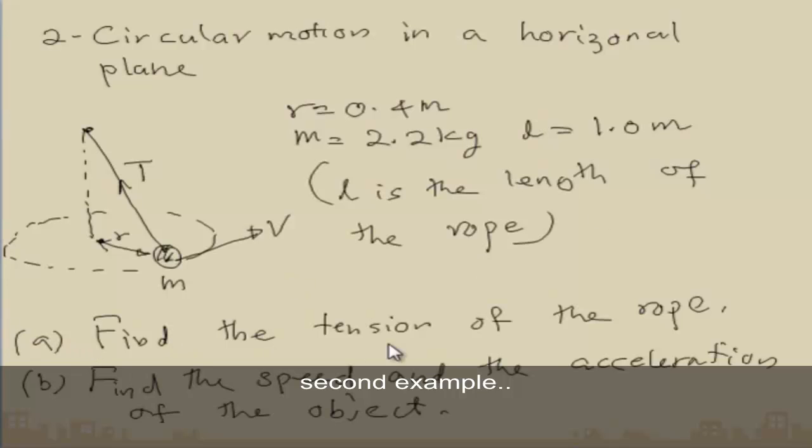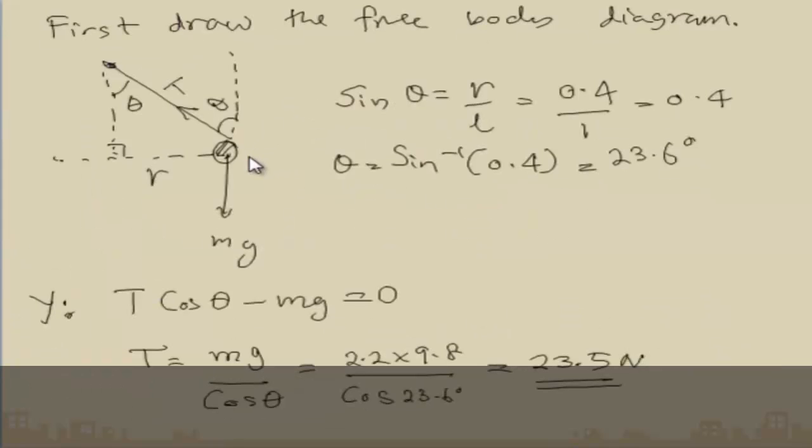The first question is to find the tension of the rope, and the second question is to find the speed and the acceleration of the object. So to find the tension, we need to look at the free body diagram. This is the free body diagram. We have tension at an angle theta. We don't know theta at this point. We need to find that, and then the other force is weight, which is mg. So these are the two forces acting on the object.